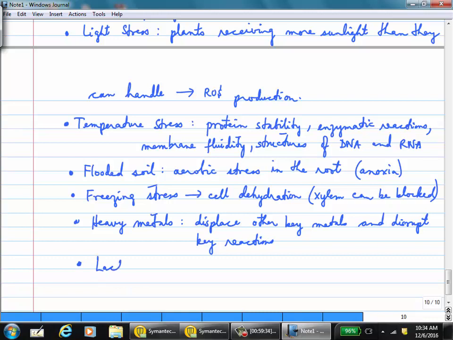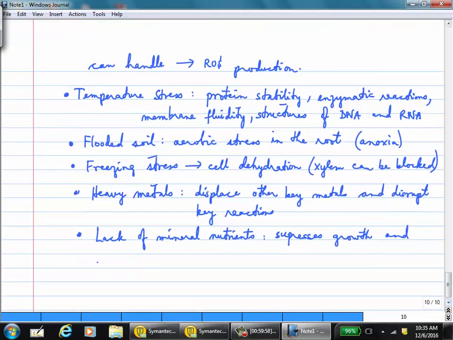Then if you have lack of mineral nutrients in the soil, that's also another kind of stress. But in that case, the plant is not going to be able to grow, because the essential nutrients are not there in the soil. So lack of mineral nutrients is going to suppress growth and also reproduction. If you don't have enough nutrients, the plant shouldn't be reproducing. It can barely feed itself.